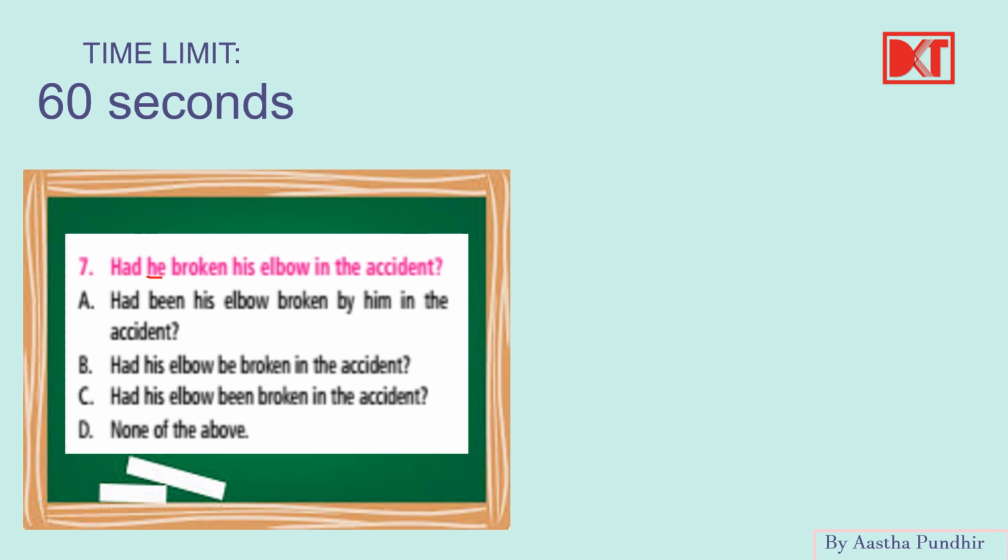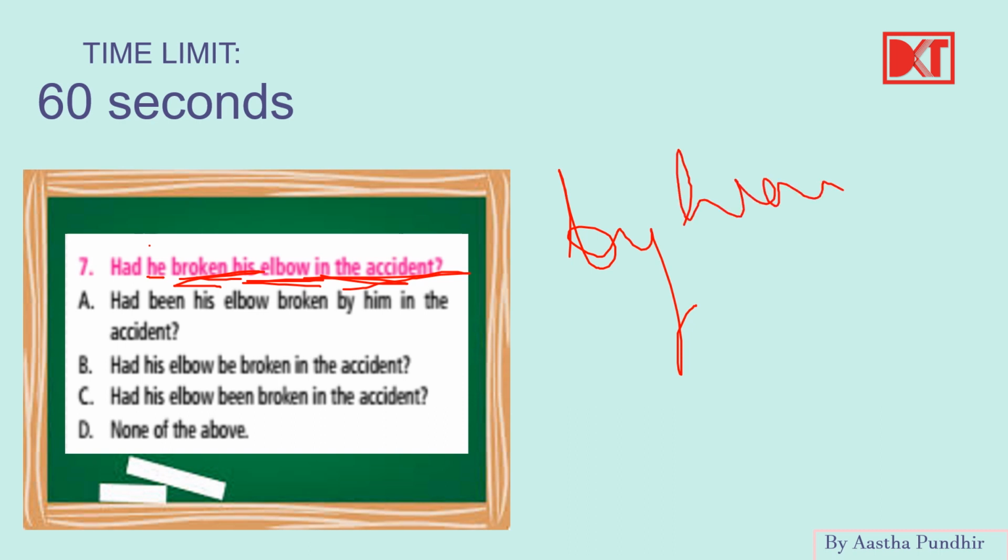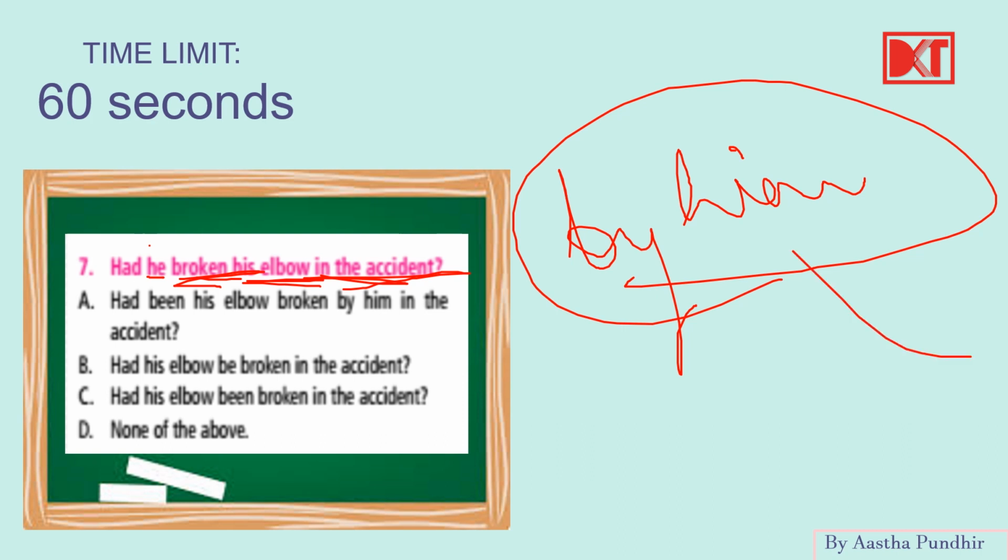He is the subject, broken is the verb, his elbow is the object. So had his elbow been broken in the accident? We don't really have to use by him. Why? Because by him is already understood. We don't have to use this. It's just an unnecessary adding up of words. No need. Correct answer is C. Had his elbow been broken in the accident?